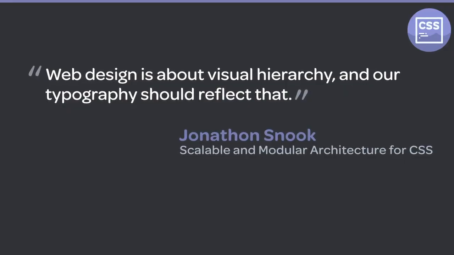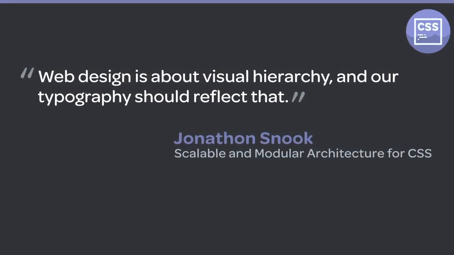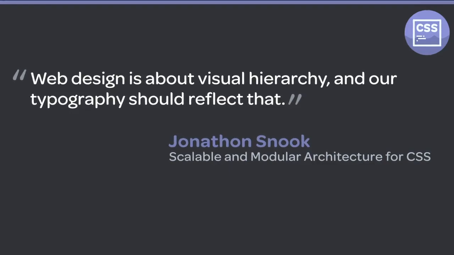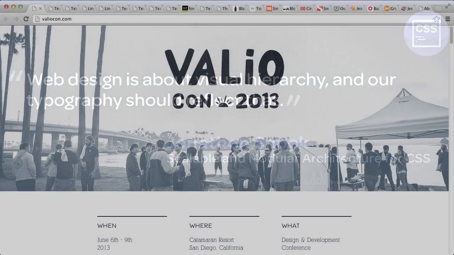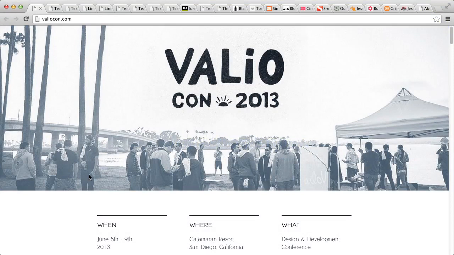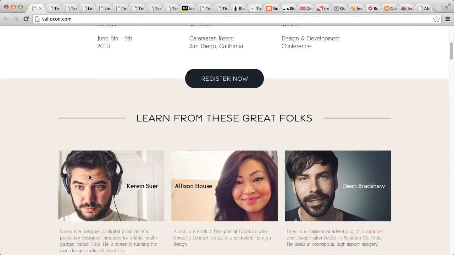As Jonathan Snook wrote in his book Scalable and Modular Architecture for CSS, web design is about visual hierarchy, and our typography should reflect that. To achieve an effective hierarchy, we need the right balance of similarity and contrast in our text. But first, it has to be readable.